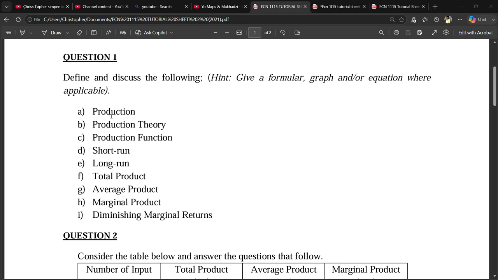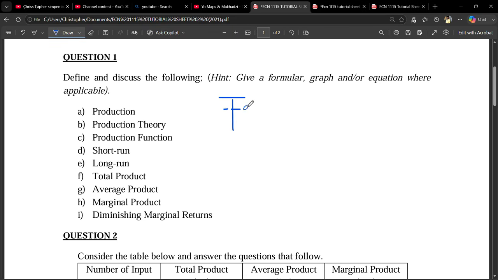What is production? Okay, so production is simply a process where a firm combines all factors of production to produce the outputs. Okay, so we have factors of production, right? Probably this is not only about micro, it's also about macro. We have factors of production, which are labor, capital, land, and we also have entrepreneurship.